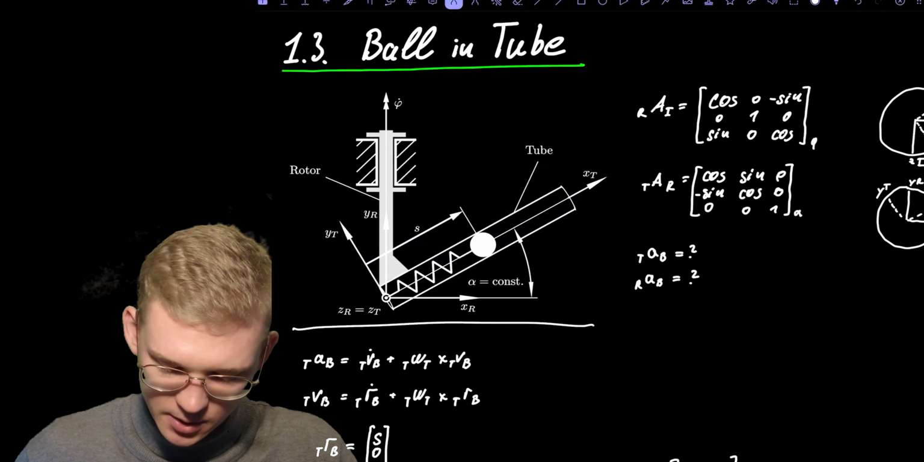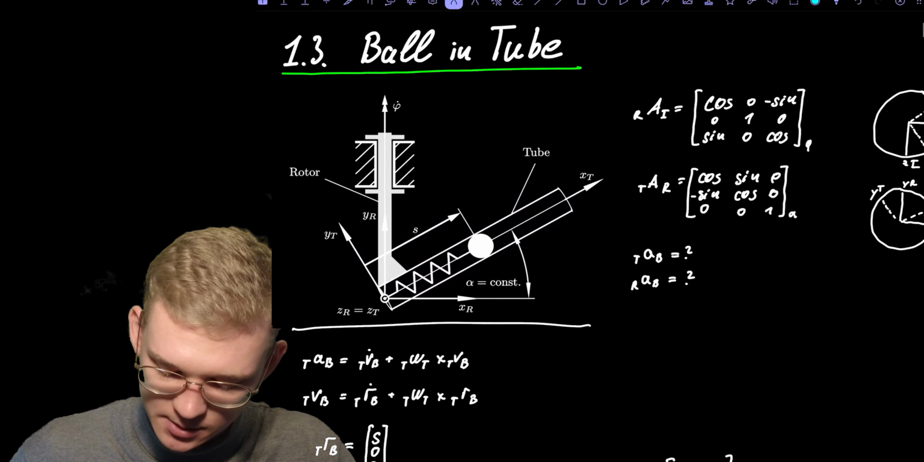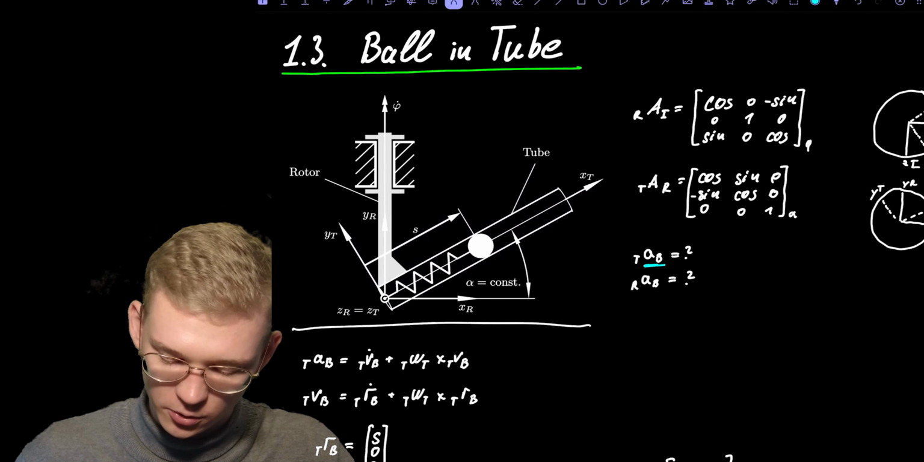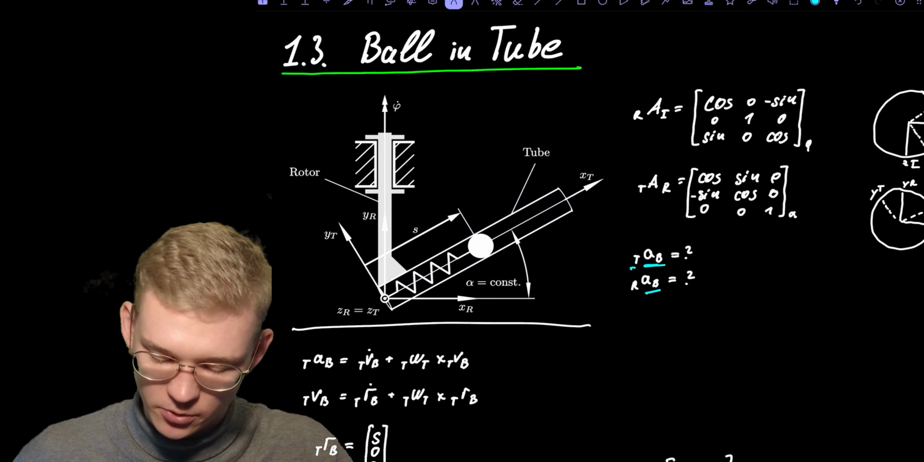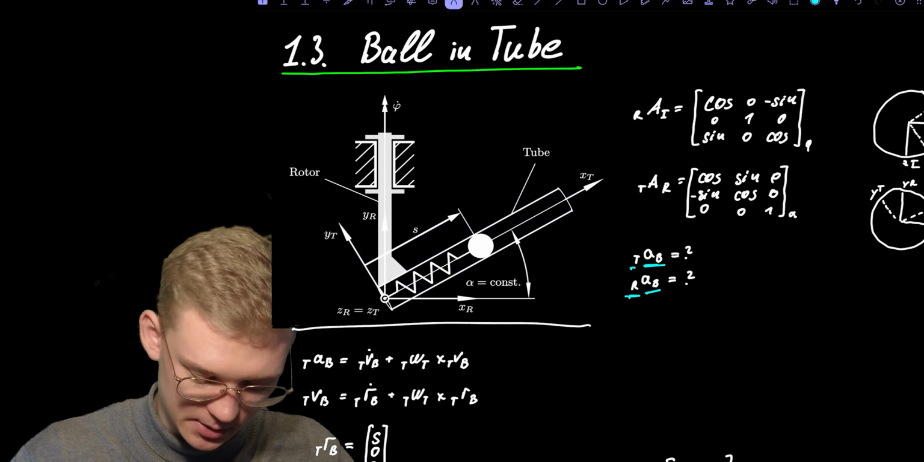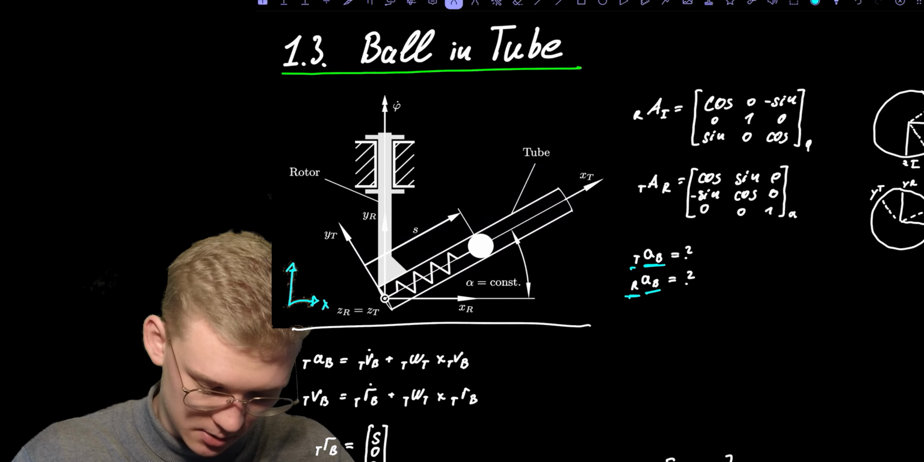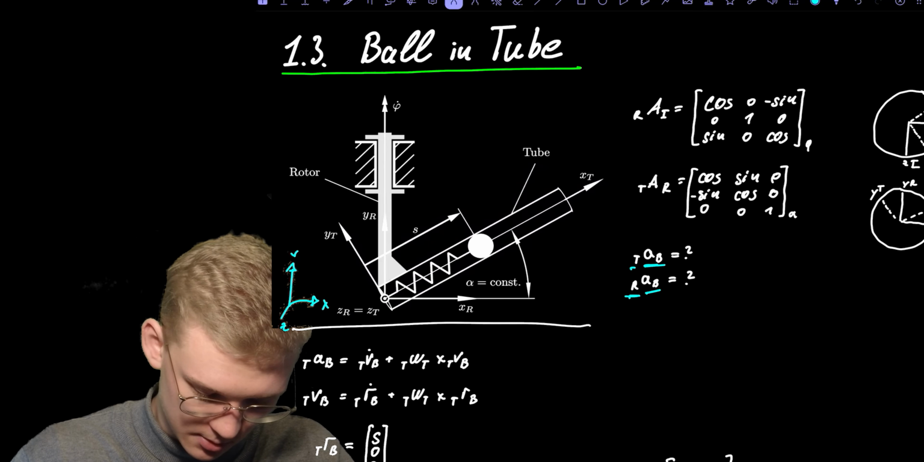We are given this beautiful example. And what we are interested in is the acceleration of the ball in coordinate system t and the acceleration of the ball in coordinate system r. So we have three coordinate systems. The first is, of course, our initial coordinate system. That's x, y, and z.